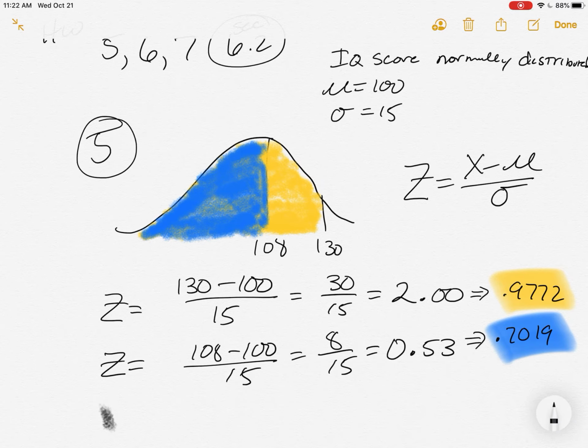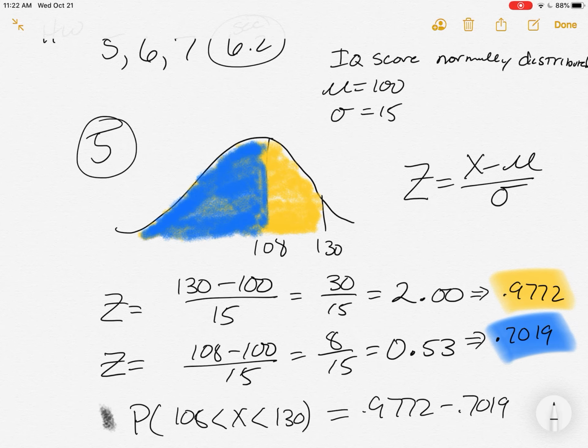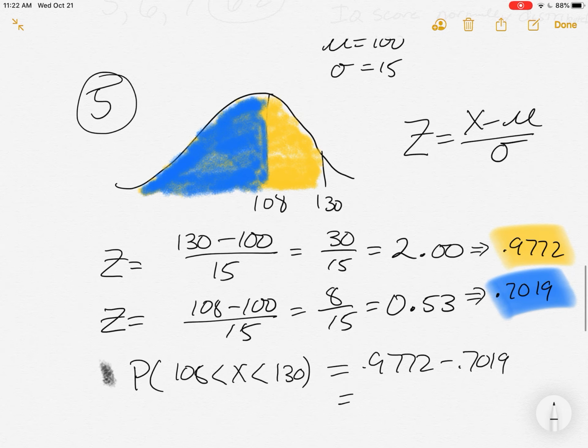So the probability that somebody's IQ score is between 108 and 130 is simply 0.9772 minus 0.7019, which is 0.2753, and you're finished. Right?